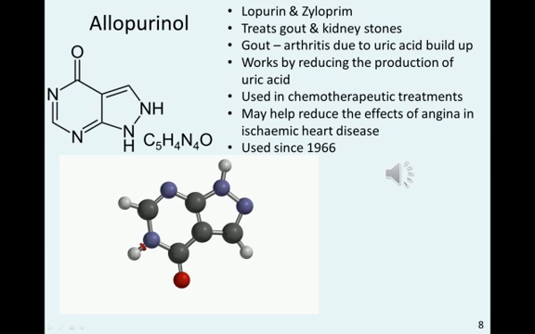Allopurinol. It treats kidney stones and gout, which is arthritis due to uric acid buildup. It works by reducing the production of uric acid.